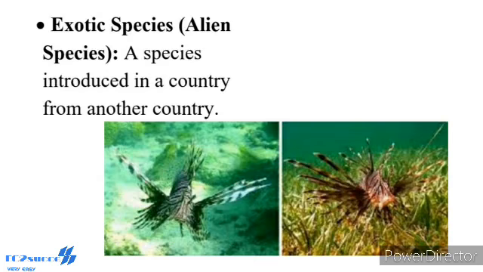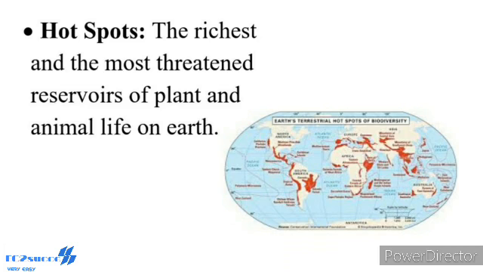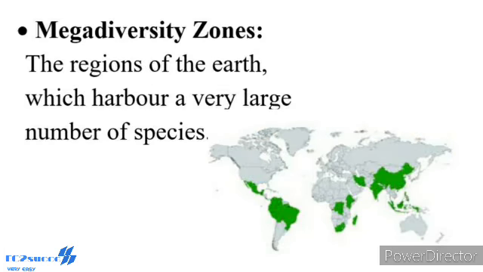Another one, exotic species, that is called alien species: a species introduced in a country from another country. Hotspot: the richest and the most threatened reservoirs of plant and animal life on earth. Megadiversity zones: the regions of the earth which harbor a very large number of species.